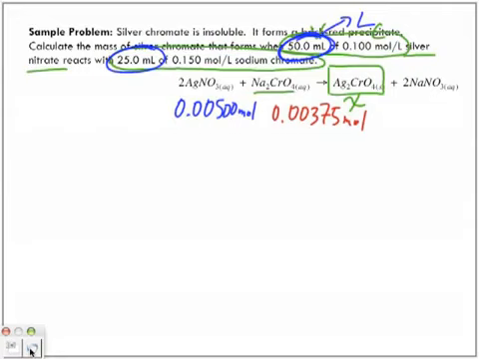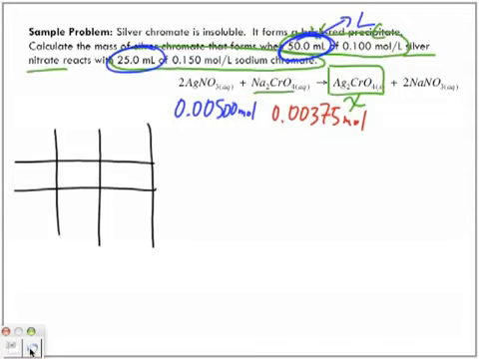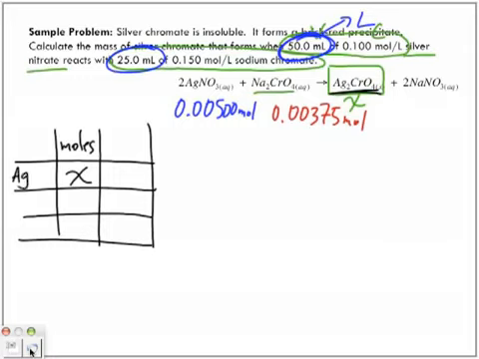Now we want to figure out which one is the limiting reactant. Just like we did with our stoichiometric methods, our unknown is the number of moles. We want to find the number of moles of our unknown, which is the silver chromate, Ag2CrO4. We've got moles, and we've got molecules. How many molecules do we have of this unknown? According to our balanced equation, we have 1.